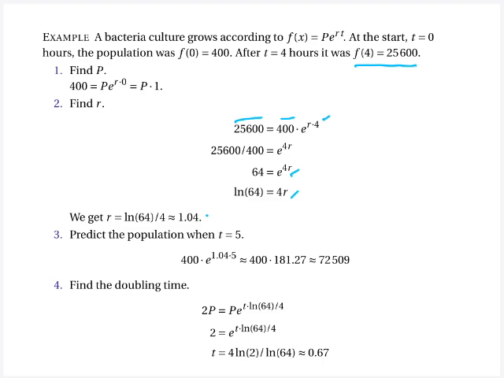Then it says predict the population when t equals 5, so I plugged t equals 5 into the PERT formula with the numbers that I now know. I know that r is 1.04, I know that capital P is 400, and when I calculated, I got 72,509. And then find the doubling time. You can either use the formula from the prior slide, or, since I'm not very good at memorizing formulas, I just did the simplest thing, which is I went back to 2P is equal to the PERT formula, and I cancel the P's and do the division, and I end up with 0.67.